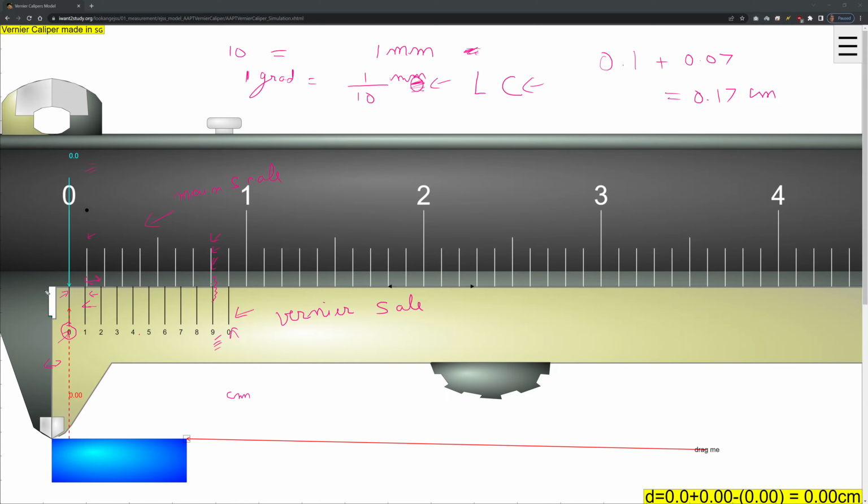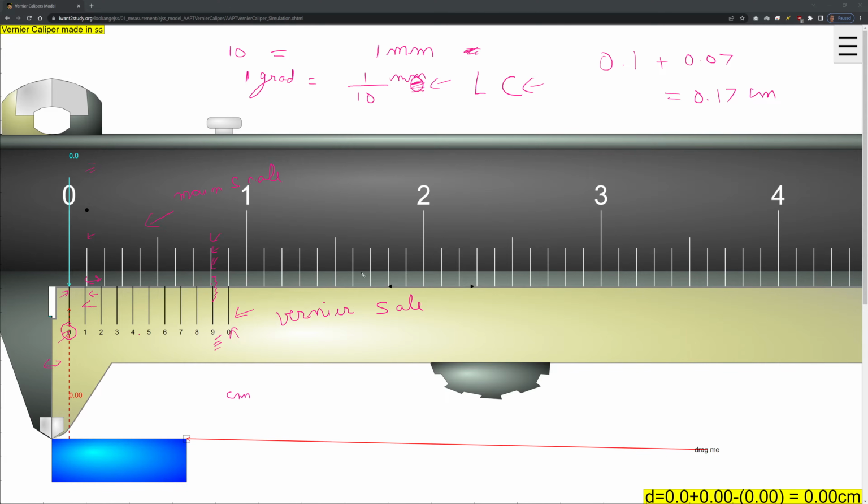What does the scale tell me on this 0 reading? So the scale in this case is actually equal to 0. So this Vernier caliper has no 0 error. If the scale was reading something here, then we would have had a 0 error, and we would have to take it into account while doing the measurements.